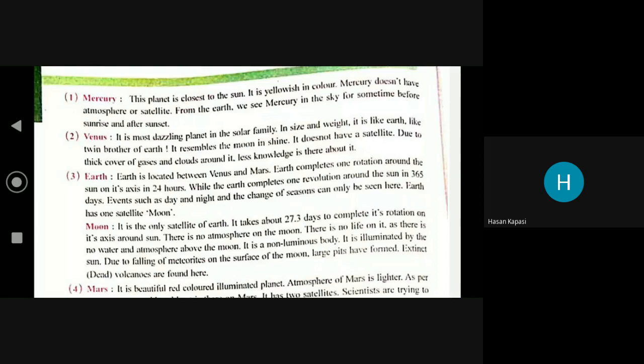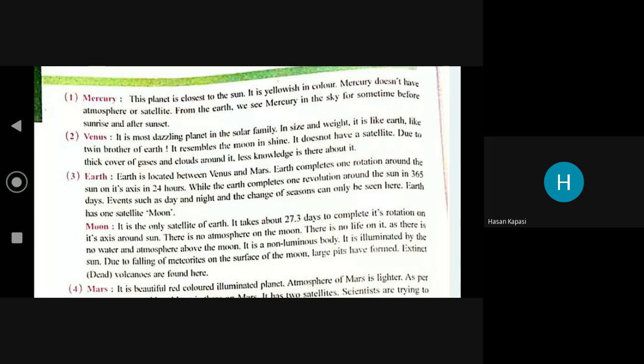Okay, but for that, again I said, what will you have to do? You will have to understand the direction, only then will you be able to locate it. Is it clear? Yes. Okay. So before and after sunset we can see Mercury.